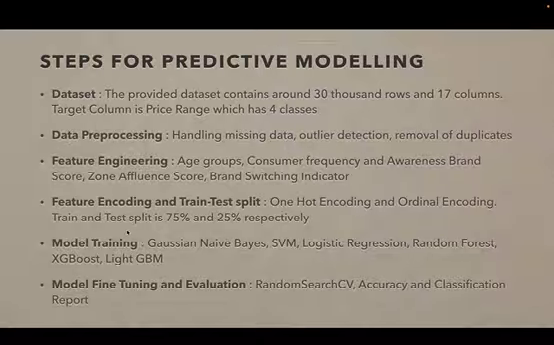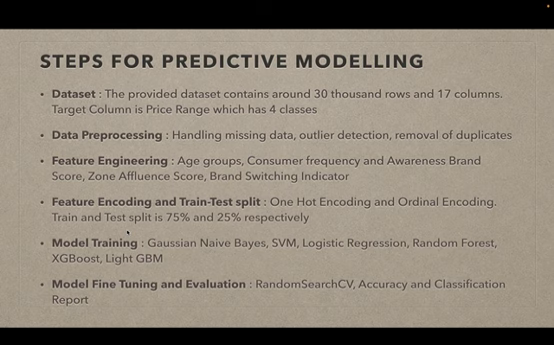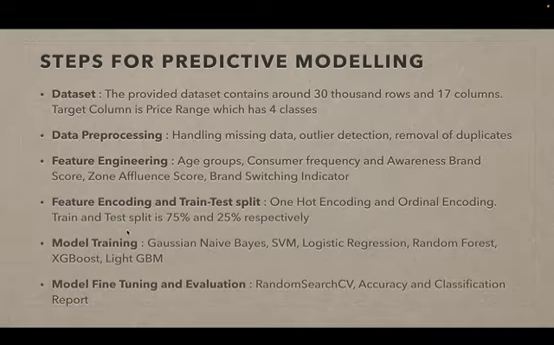And next is feature encoding and the train-test split. Before the training, we'll be encoding the categorical features, where for two-class features we use one-hot encoding and for multivariate features we'll use ordinal encoding. Next, we'll split the data into train and test, 75% and 25% respectively. After that, we'll be training the models. Here we have gone through Gaussian naive Bayes, SVM, logistic regression, random forest, XGBoost and LightGBM.